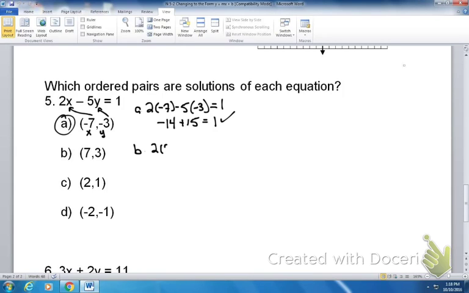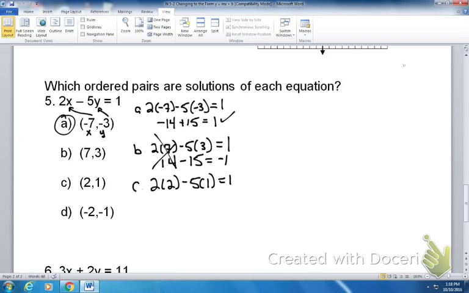I'm going to have 2 times 7 minus 5 times 3, and I hope that equals negative 1. 2 times 7 is 14, negative 5 times 3 is minus 15, and that equals negative 1, so this one does not work. Okay, so I hope you're getting kind of the gist of what's going on here. On C, I'm going to have 2 times 2 minus 5 times 1, and I want that to equal negative 1. 2 times 2 is 4. Negative 5 times 1 is negative 5, and 4 minus 5 is negative 1. So this one didn't work either.